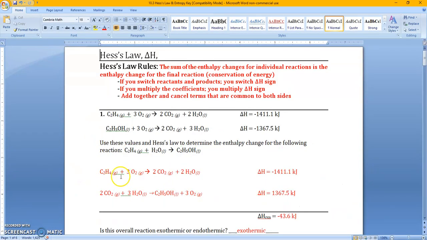So here I have it written out a little nicer, but it's the same thing. You're going to flip in order to make the products and reactants match. You add up the energy for the total reaction for your new equation. And by looking at the sign of delta H, I can tell if it is exothermic or endothermic. In this case, because there is a negative, I know that this reaction is exothermic.